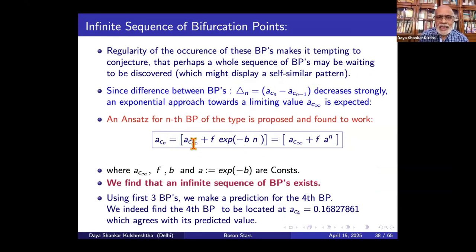So here A, F, and B are constants. We used the first three bifurcation points and made a prediction for the fourth. And Sanjeev's program gives the fourth one exactly located at this point. So going up to the fourth bifurcation point is already very challenging, because one has to go up to the eighth digit of numerical accuracy. But this conjecture seems to work perfectly well. It seems to be tested here.